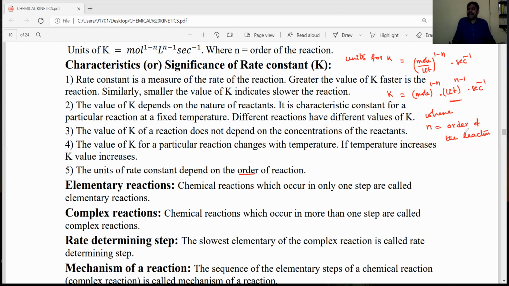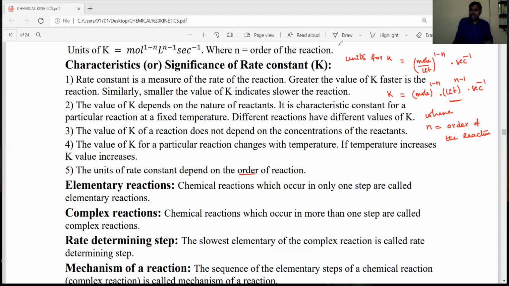Okay, order of the reaction. If the n value is 0, then it is called a zero order reaction. If the n value is 1, then the reaction is called a first order reaction. If the n value is 2, then it is called a second order reaction. If the n value changes, then the units of the rate constant K will also change. Okay, dear student, this is about the rate constant and the important characteristics, the significance of a rate constant.